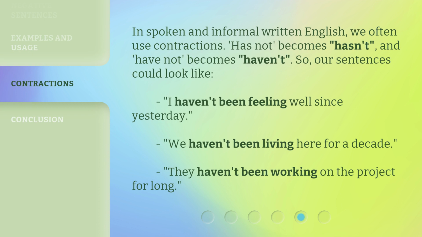In spoken and informal written English, we often use contractions. Has not becomes hasn't, and have not becomes haven't. So, our sentences could look like, I haven't been feeling well since yesterday. We haven't been living here for a decade. They haven't been working on the project for long.